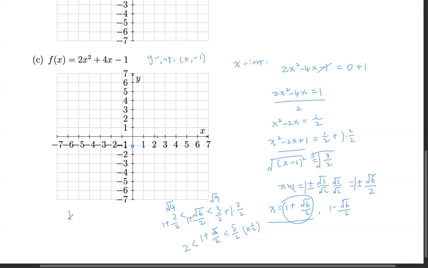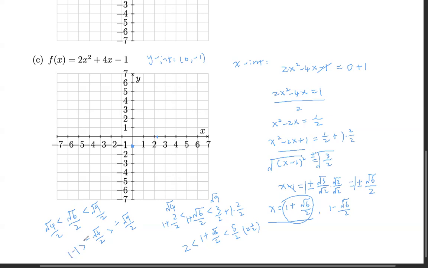Now how do we do this one? We do the same thing. We have square root 6 in between square root 4 and square root of 9. Then we divide by 2. But because we have negative, we negate. When we negate, we switch the sign. So we have negative square root 6 divided by 2 greater than negative square root of 9 over 2, then less than negative 2 over 2, which is negative 1.